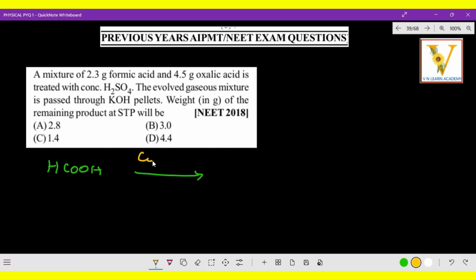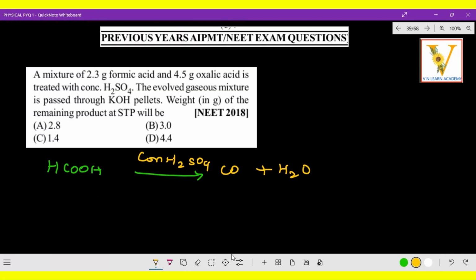Concentrated H2SO4. So, concentrated H2SO4 is actually a dehydrating agent. So, definitely it absorbs water. So, here, when you treat with this concentrated sulfuric acid, you will get carbon monoxide plus water, right?